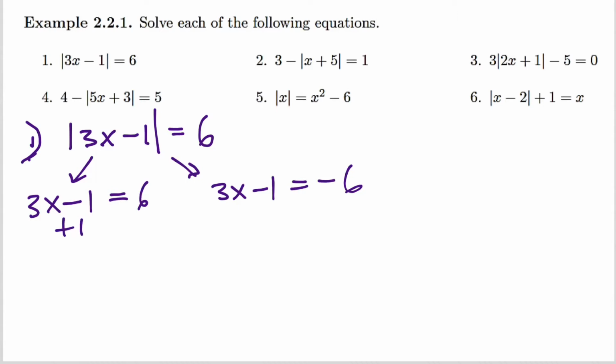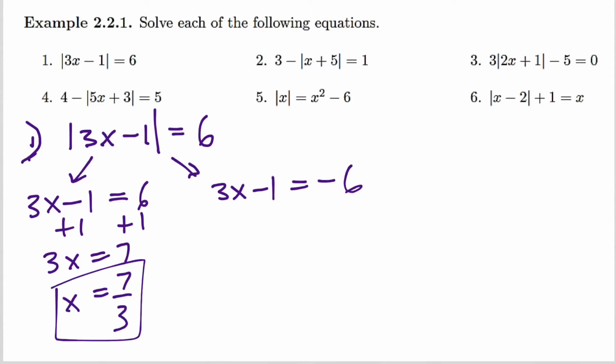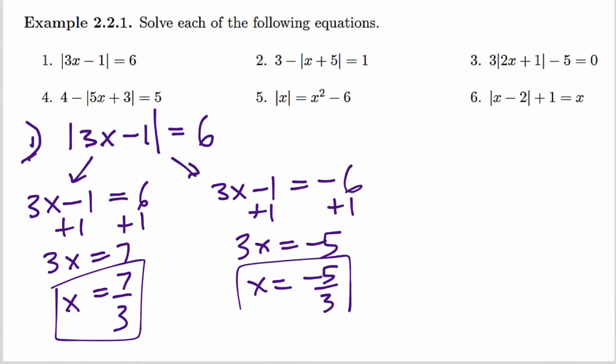So we add 1. So that's 3x is equal to 7, or x is equal to 7/3. And then over here we have 3x is equal to negative 5, or x is equal to negative 5/3. And you could substitute those back in there and verify that you get a true statement.